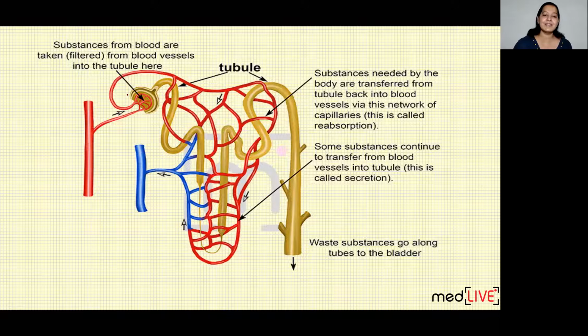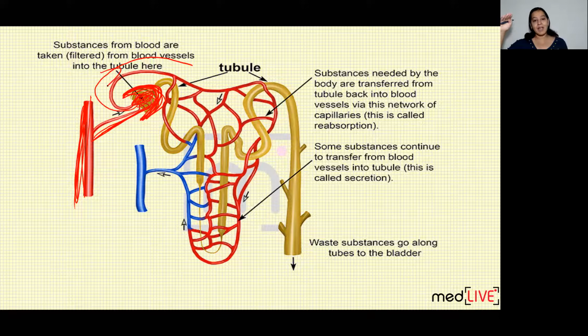Can you see? This is the glomerulus. I am marking it for you. This is the glomerulus. This is the renal artery. From the renal artery, afferent arteriole is coming. It is entering inside the glomerulus, forming a tuft of capillary.